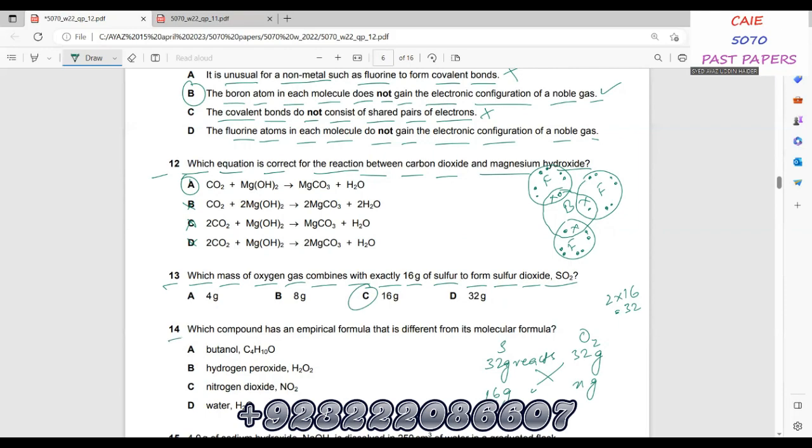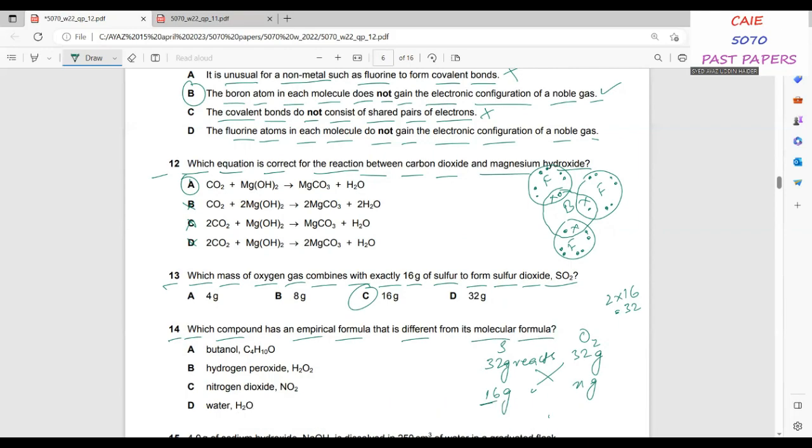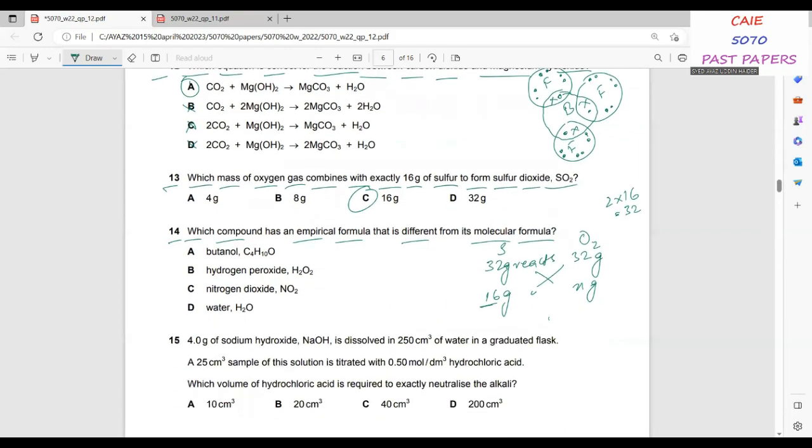14. Which compound has an empirical formula that is different from its molecular formula? First of all, look at the formula along with the name. Butanol has C4H10O. This is the formula for the alcohol butanol. Second one is hydrogen peroxide, H2O2. C is nitrogen dioxide, NO2. D is water, H2O. So except B, all these have the same empirical formula as their molecular formula. So B will be the right answer in this case.